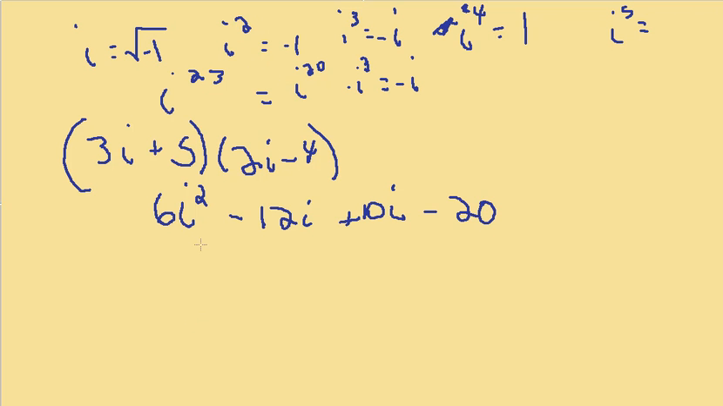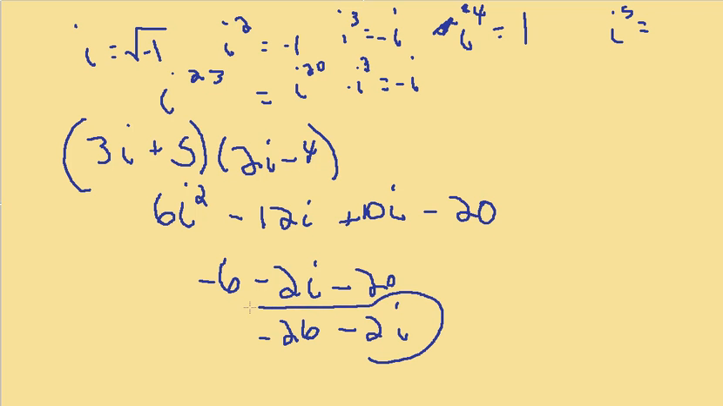So this is 6 times -1, which is now -6. Minus 12i plus 10i is minus 2i, minus 20. Now I can combine -6 minus 20. So now I have -26 minus 2i. If I want to find the absolute value for this particular expression, which geometrically speaking is simply the distance from the origin to this particular value on the real imaginary graph, it would be 26 squared plus 2 squared, square root of that.